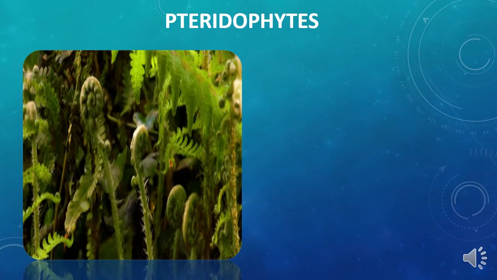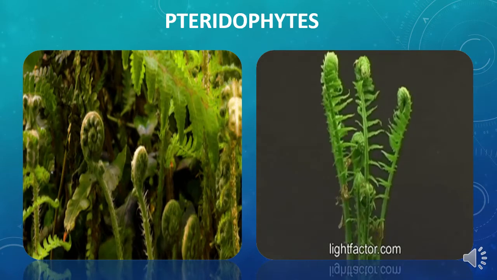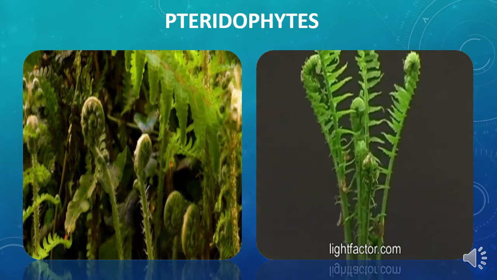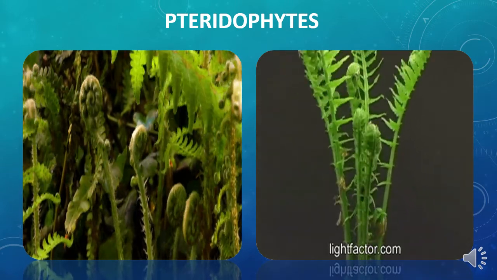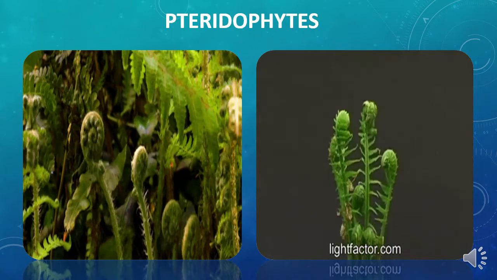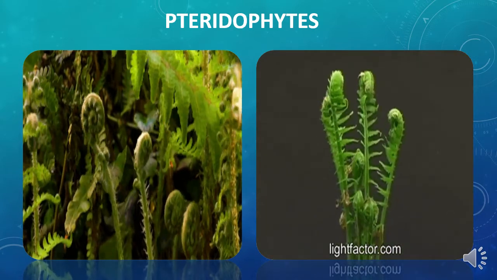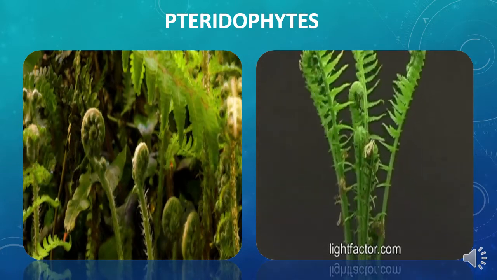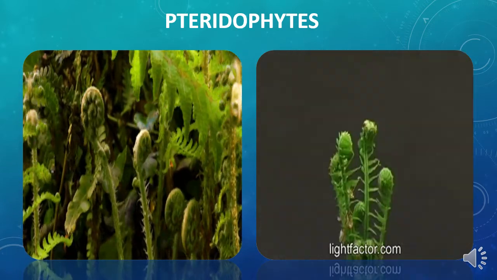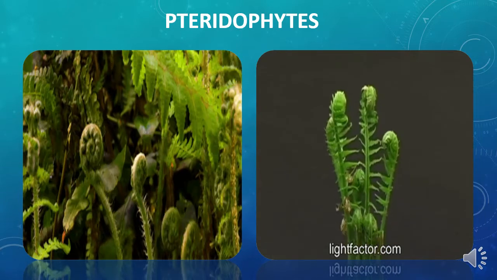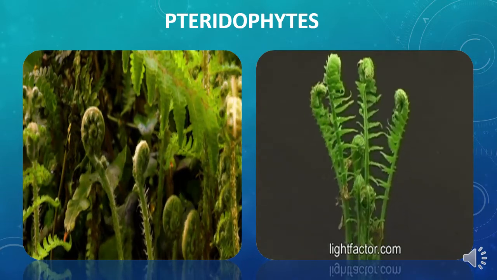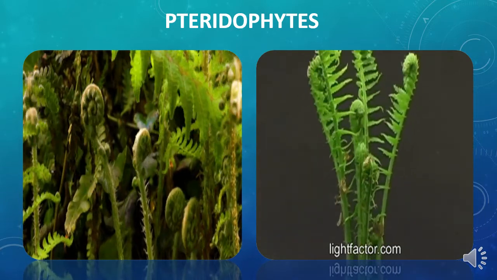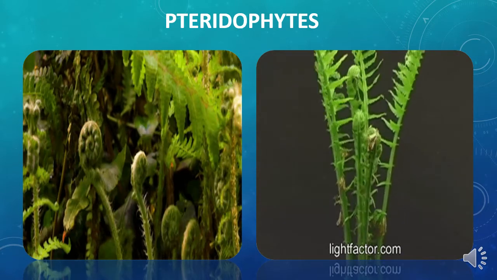In Part 1 video and Part 2 video, we have seen about Thallophyta and Bryophyta. In Thallophyta, we have seen about algae, which is a simple structural plant. They don't have any complex structures. And in Bryophytes, we have seen about Bryophyta, which have somewhat complex structures, but they don't have any vascular tissues.